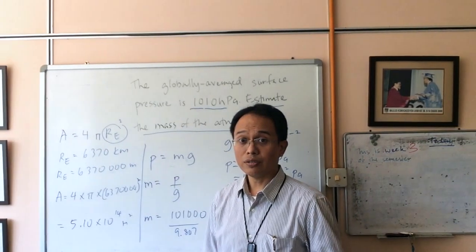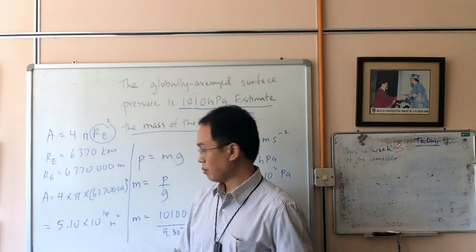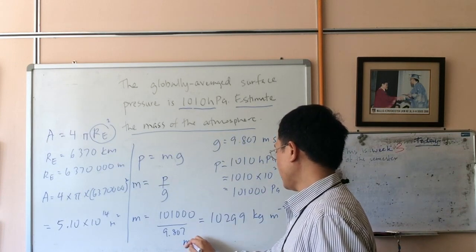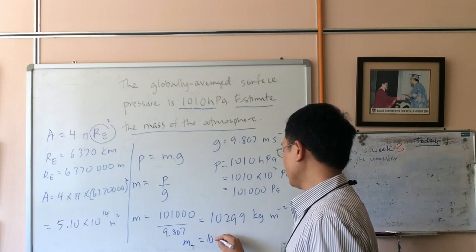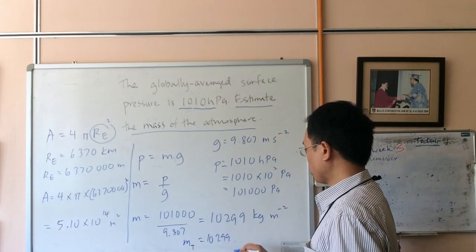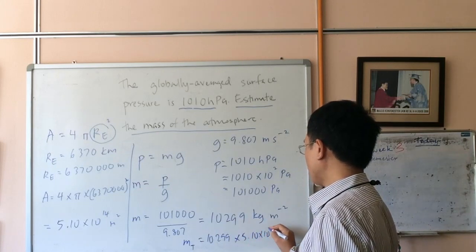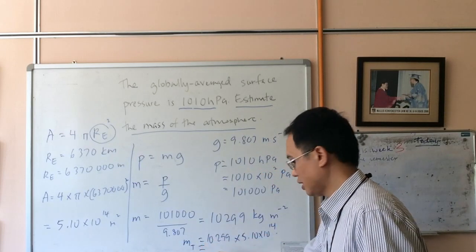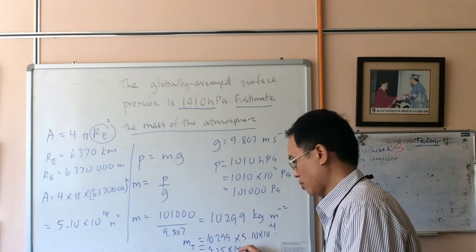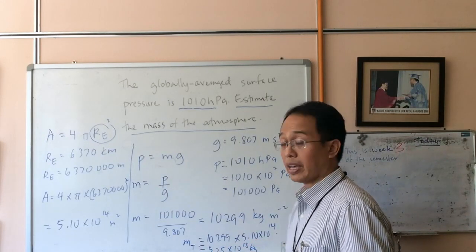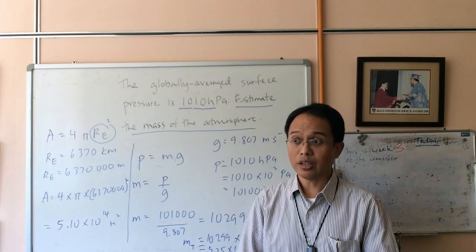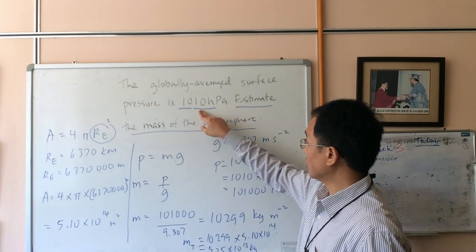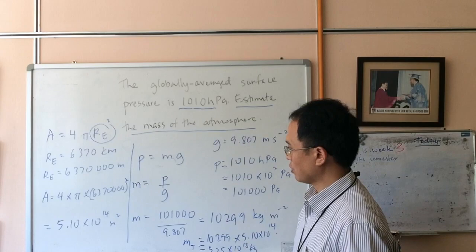Now we have the surface area of the Earth. We can multiply it with this value here to calculate the amount of mass there is in the atmosphere. So the total mass is 10,299 kilograms per meter squared, multiplied by 5.10 times 10 to the power of 14 meters squared, which would give us, I'll write it somewhere at the bottom, I hope you can see it, 5.25 times 10 to the power of 18 kilograms. So that is the approximate total mass of air in the atmosphere for the entire globe. Of course, this is dependent on the average pressure of the atmosphere at the surface.